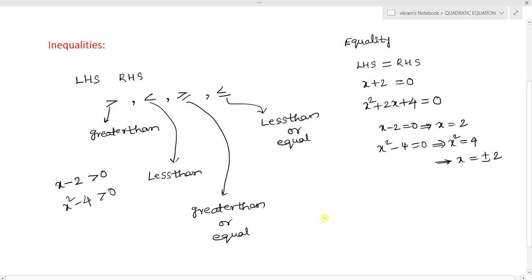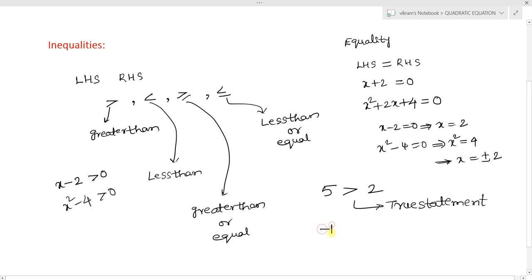For example, consider pi greater than 2. Which is an inequality. That means pi is greater than 2, so it is a true statement. The inequalities are used to check the truthness of the given statement.